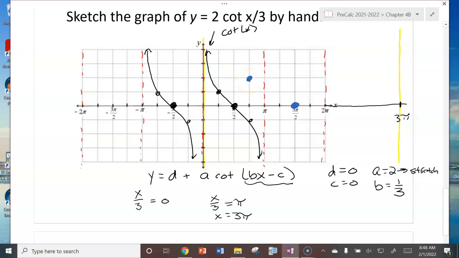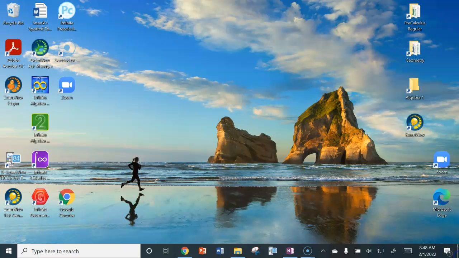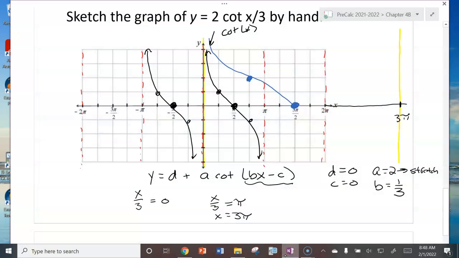And then this one, so I have my curve like this so far. My other one is going to be out here, oops, at 9 pi over 4, which is going to be right about here. So that's going to put it down here. So there we go. That's what our graph looks like.